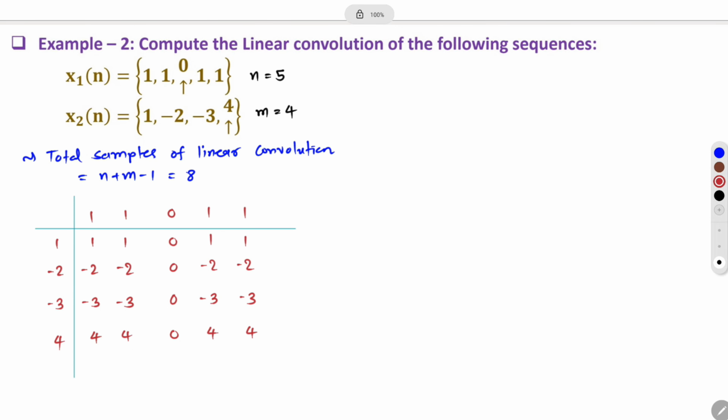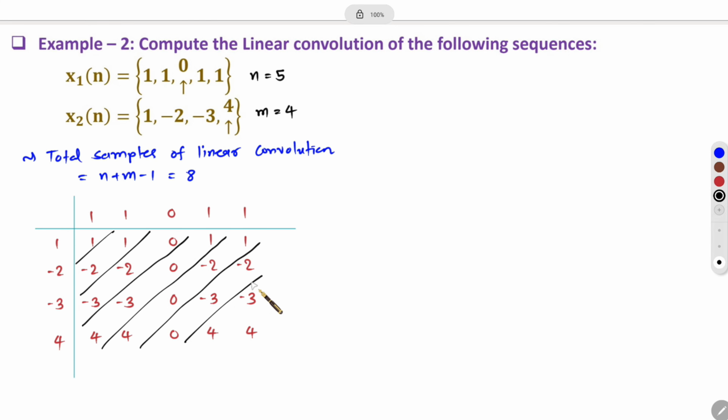Now to identify magnitude, here we need to perform diagonal addition. Let me show it to you how to perform diagonal addition. So first of all, form diagonal over here with this matrix. And now let us identify linear convolution YL of n. So first element, that is 1. Next element is minus 2 plus 1, that is minus 1. Next element is minus 3 minus 2, 0 means minus 5.